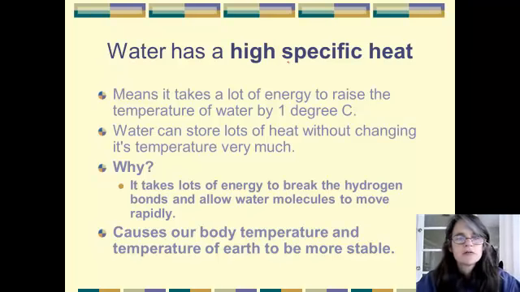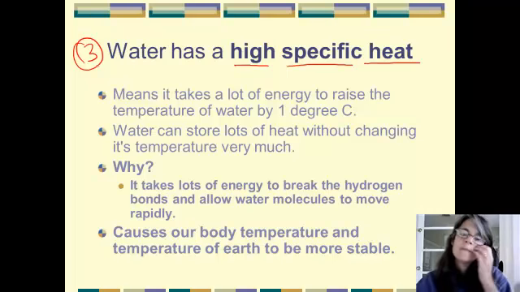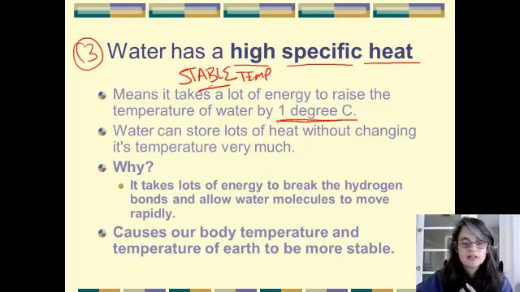All right, this is really significant, really super significant. Water has a high specific heat. So this is property 3. And basically what that means is that it takes a lot of energy to raise the temperature of water. Water inherently has a very stable temperature. Okay, and if you want to raise the temperature of water by 1 degree Celsius, you're going to have to pump a lot of energy into it.